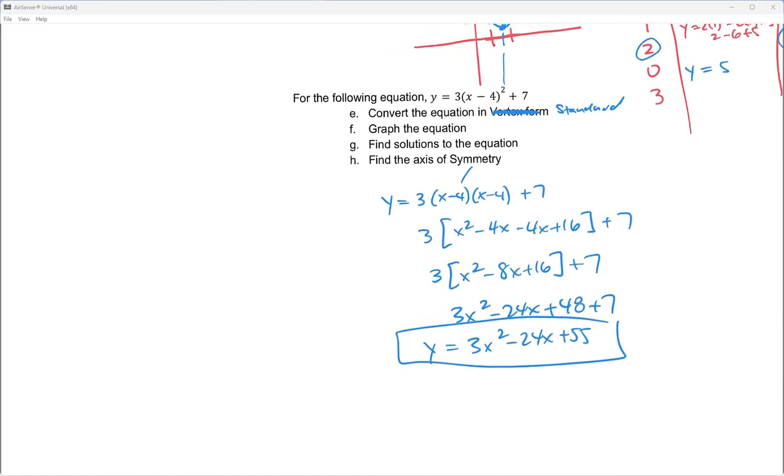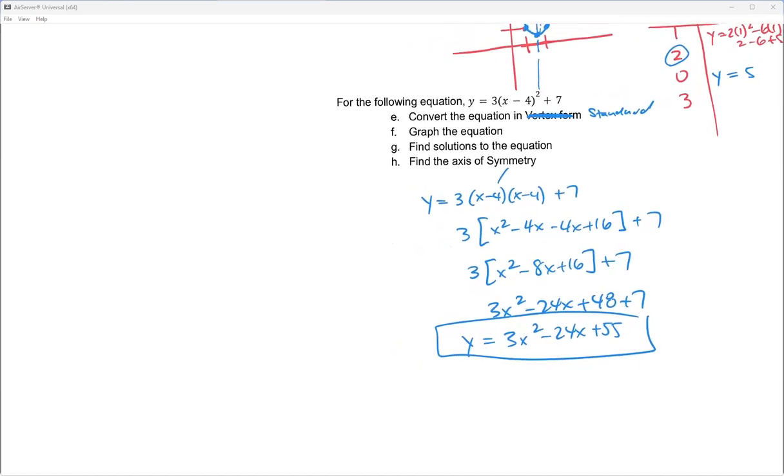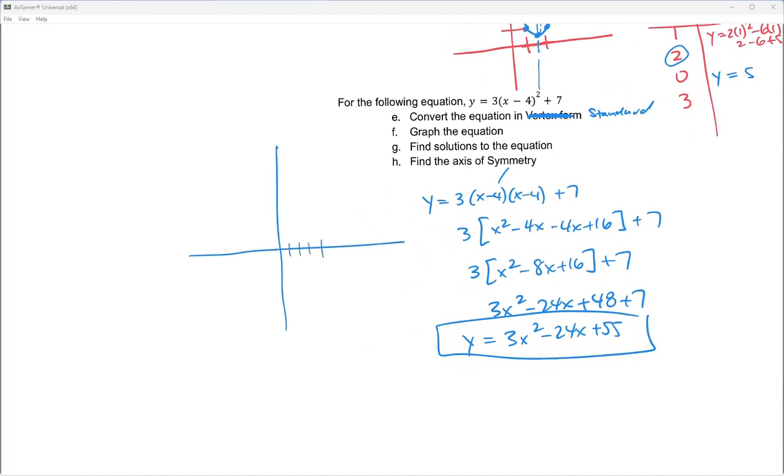What, graph the equation? So I'm going to use the vertex from the vertex form. That is 4 and 7. 1, 2, 3, 4. 1, 2, 3, 4, 5, 6, 7.